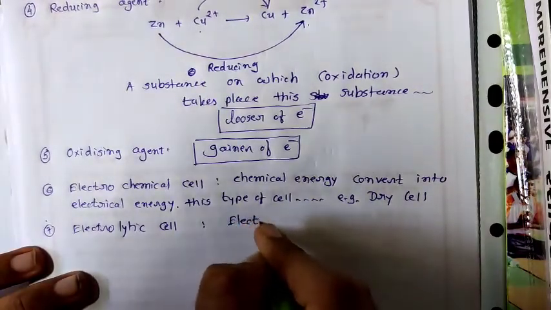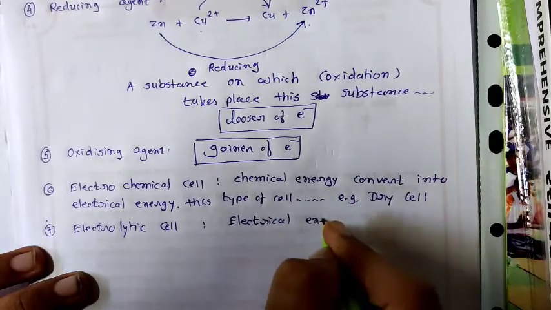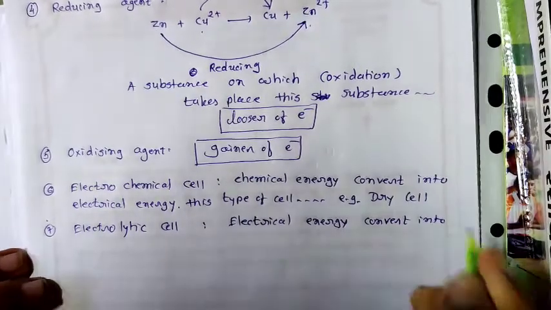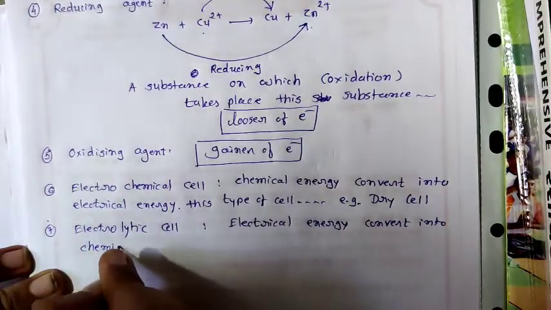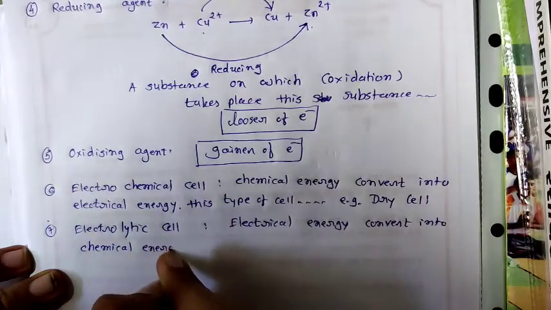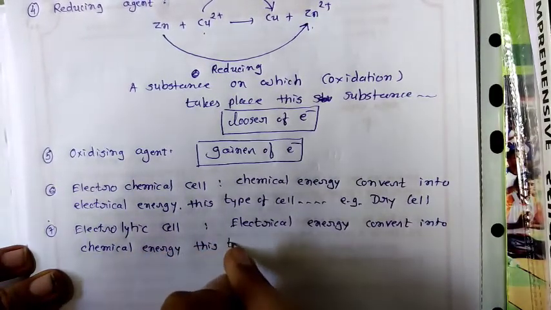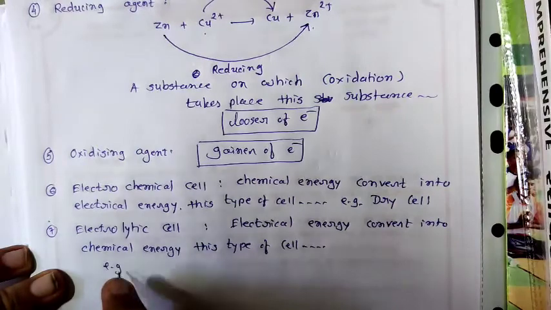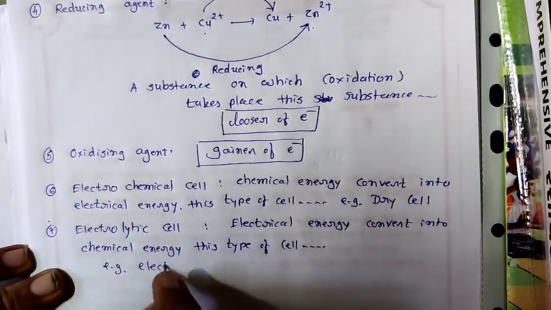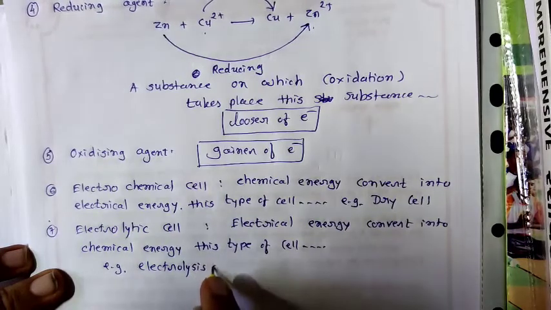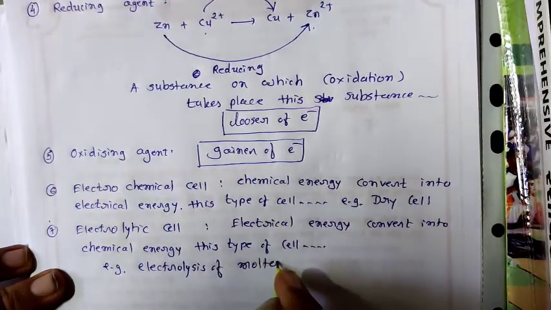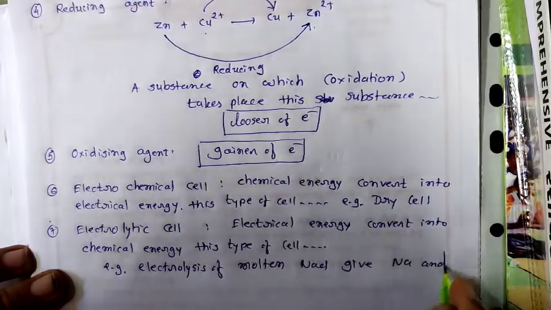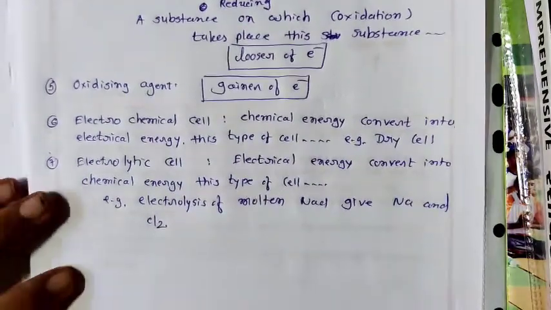While when electrical energy is converted into chemical energy, this type of cell is known as an electrolytic cell. For example, electrolysis of molten NaCl gives sodium and chlorine. We will explain this important point.